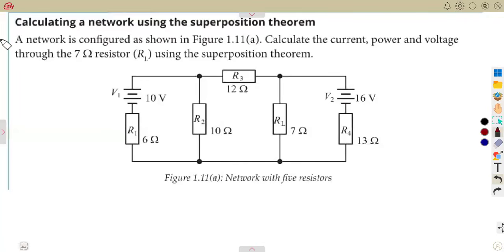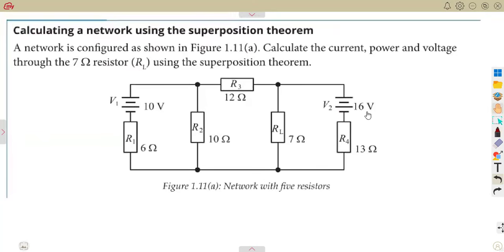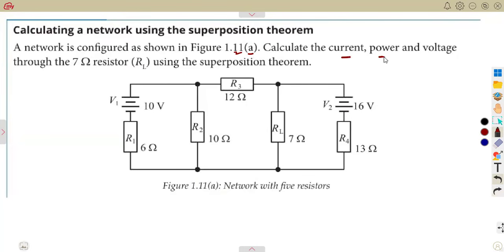So in this case, we are going to consider another example of our superposition theorem. You are asked to calculate a network using the superposition theorem. A network is configured as shown in Fig 1.11, that is A, which is a network with 5 resistors. And from there, we are asked to calculate the current and also the power and the voltage through the 7-ohm resistor. The 7-ohm resistor is the load resistor in that case, using the superposition theorem.